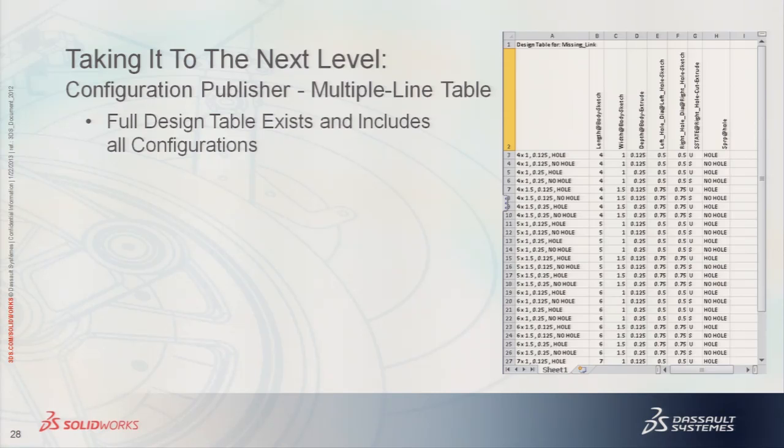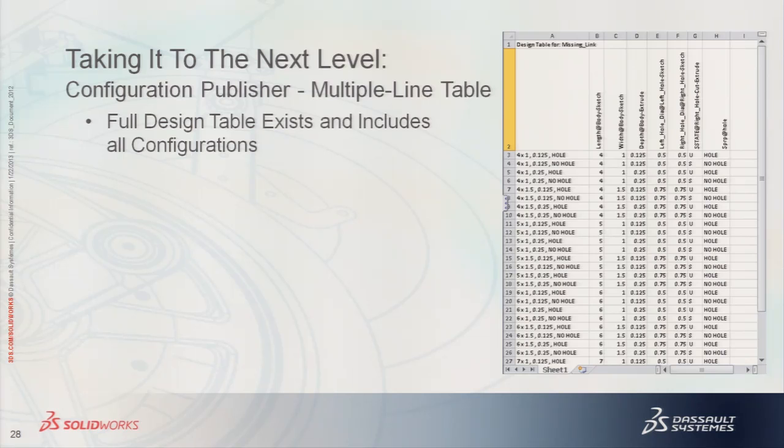So we're getting a little tight on time. We'll probably hold questions at this point until the end, because we still have a couple more things to cover. The next thing we can do with the config publisher is a multi-line design table. This is when you have the full design table that already exists and includes all configurations.